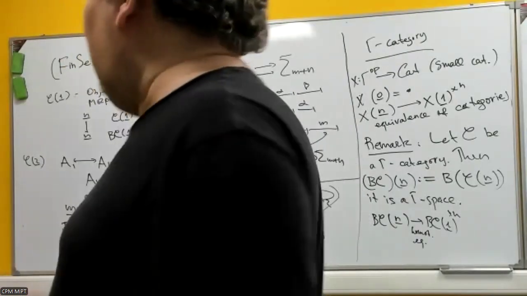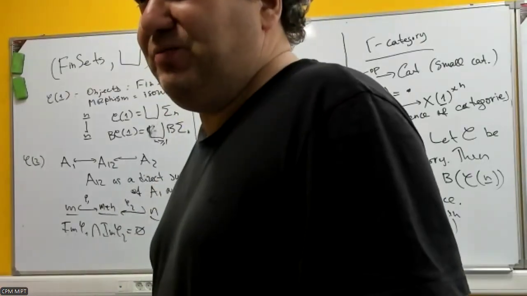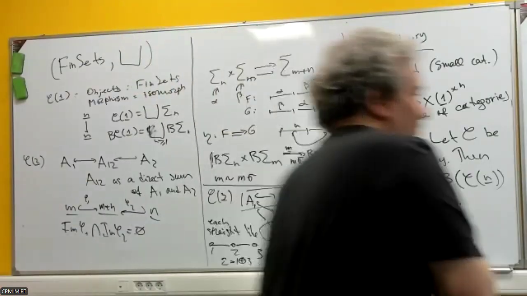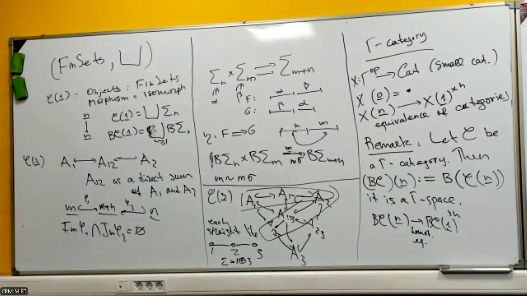Okay. So now I give you a formal definition, because this was just examples, of how it is defined. I don't want to erase this because it's the idea. The formal definition for C of n. So we have a Gamma category, right? And then I get a Gamma space by taking the classifying space functor.